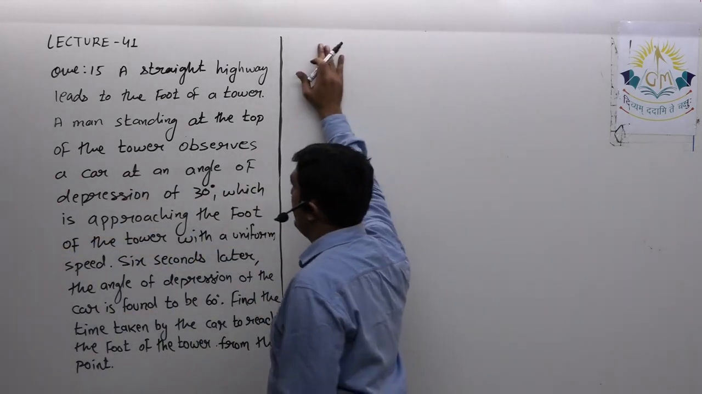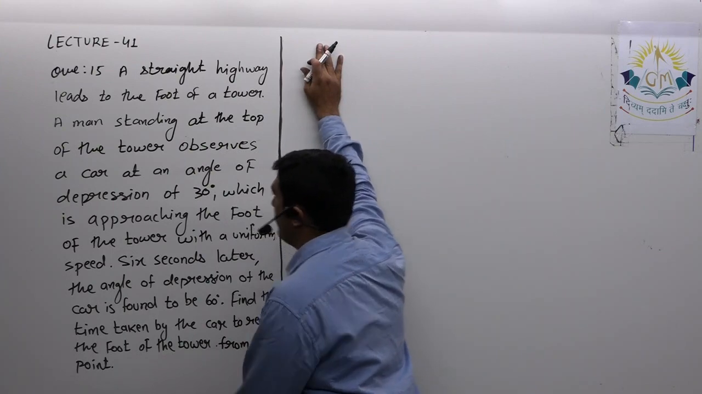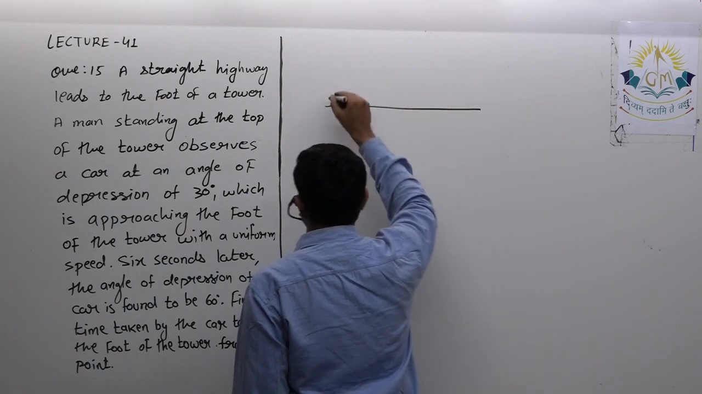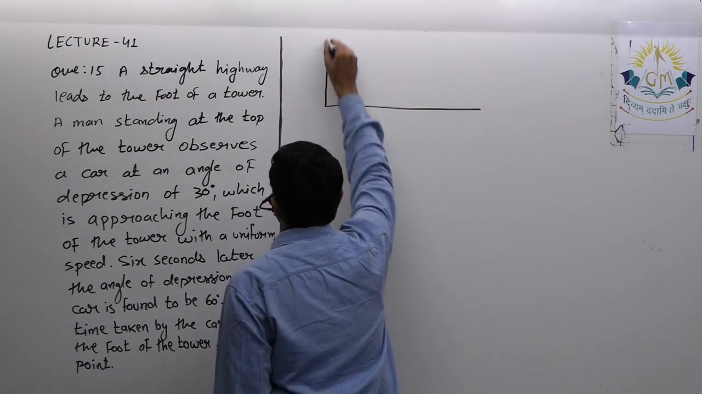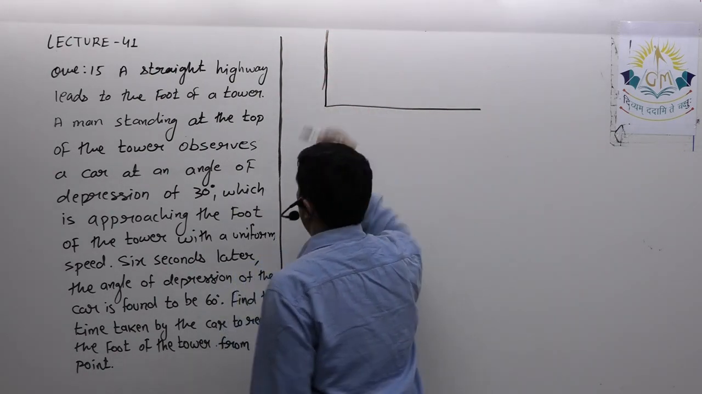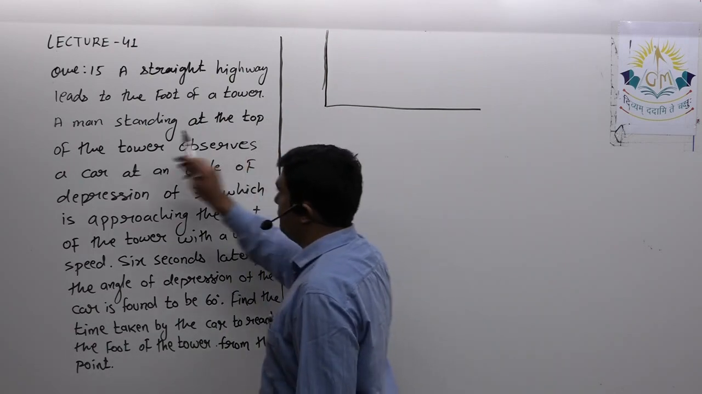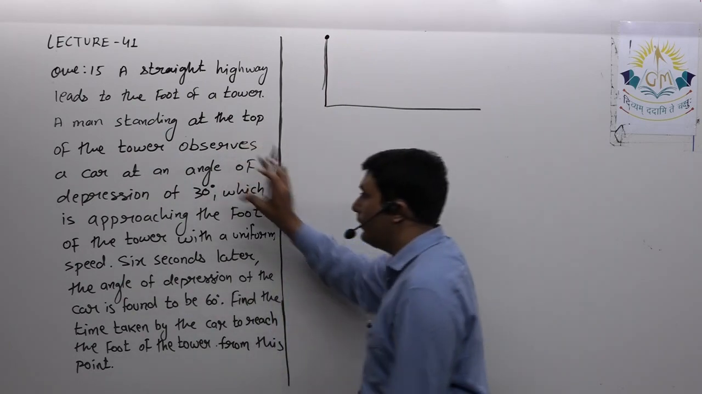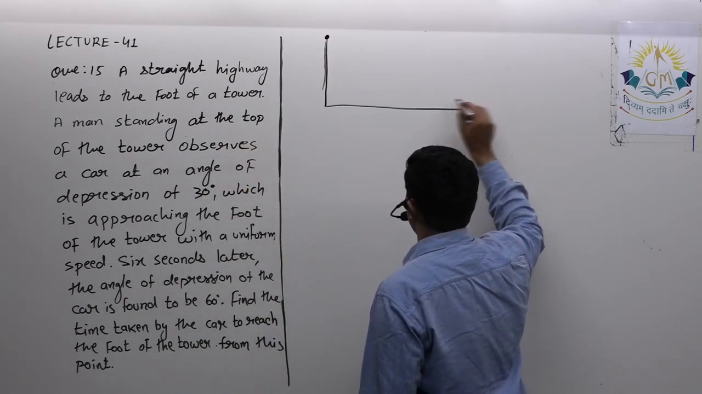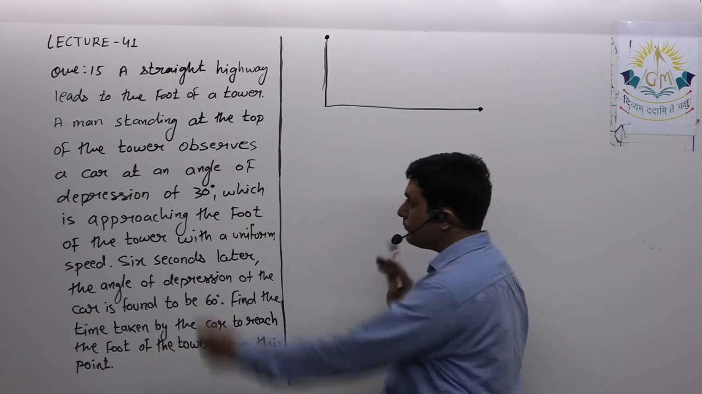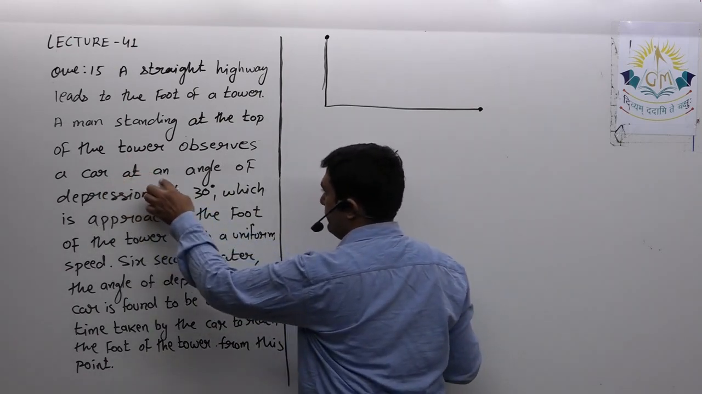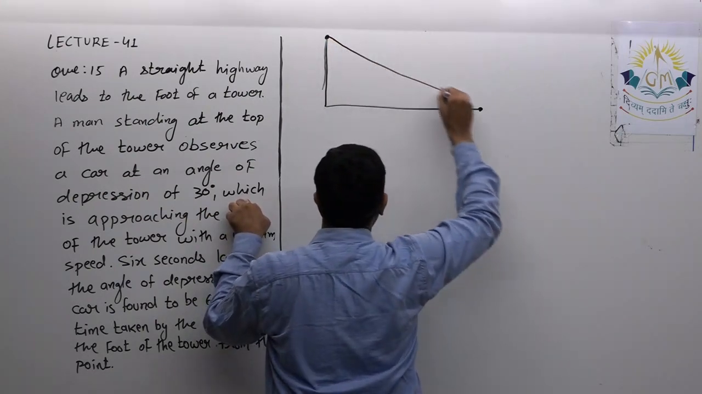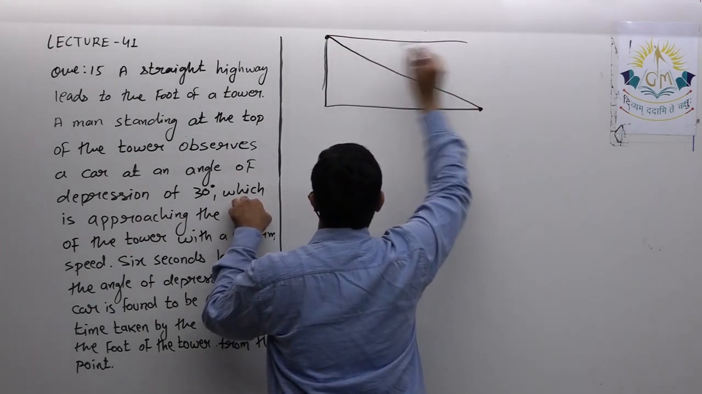Question says a straight highway leads to the foot of a tower. So this is a straight highway, leads to the tower. Let this be the tower. Now a man is standing at the top of the tower and observes a car. Let this be a car for a while, observes a car at an angle of depression of 30 degree. That means this angle of depression is 30 degree.